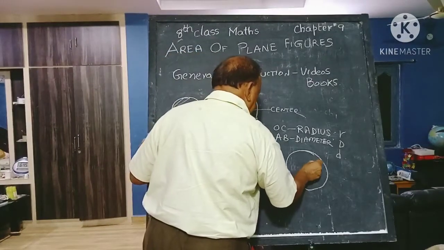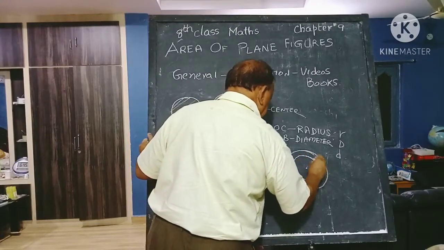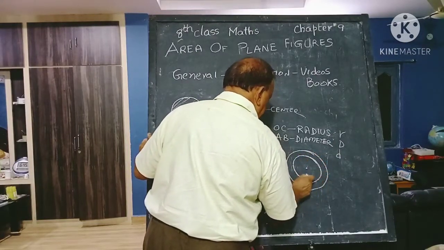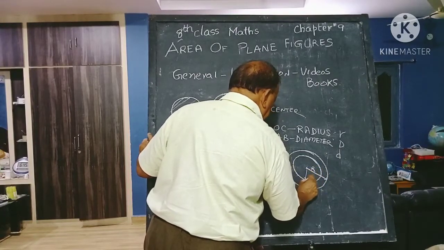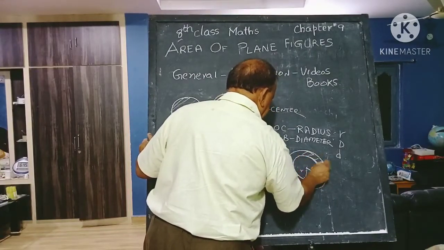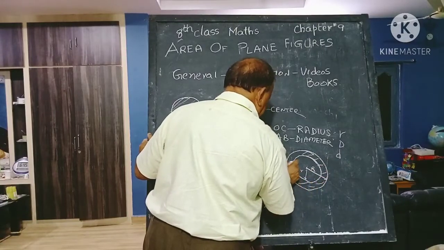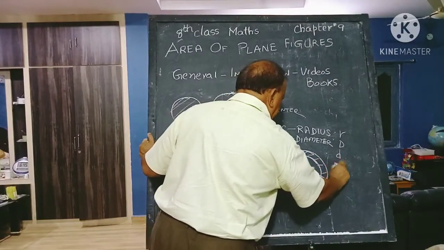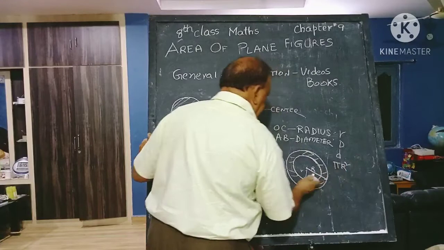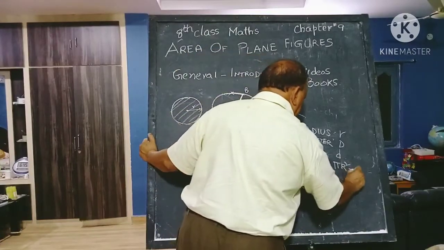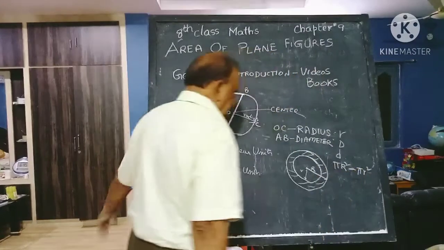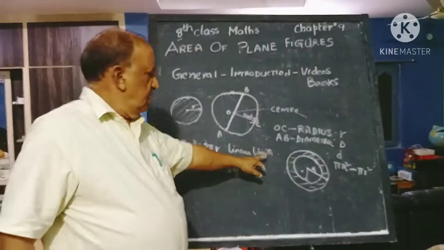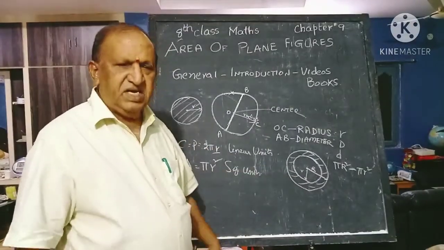Not a big deal. Suppose you have a ring. Let us say this is capital R, this is small r. How do you find the area of this ring? The outer circle is pi capital R squared. The inner circle is pi small r squared. If you subtract, then you will get the area of the ring. So like that you have some problems.